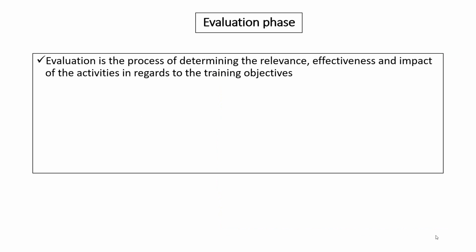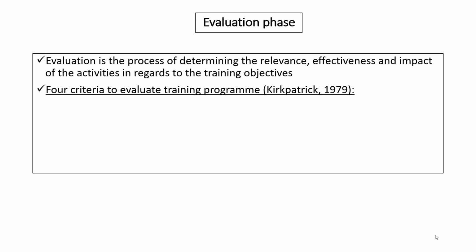Evaluation phase. Evaluation is the process of determining the relevance, effectiveness, and impact of the activities in regards to the training objective. Kirkpatrick has identified 4 criteria to evaluate training program: reaction, learning, behavior, and results. Here the reaction measures how the farmers liked the program in terms of content, methods, duration, trainers, facilities, and management.